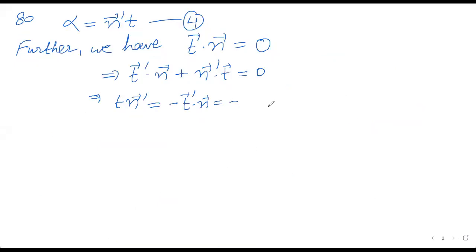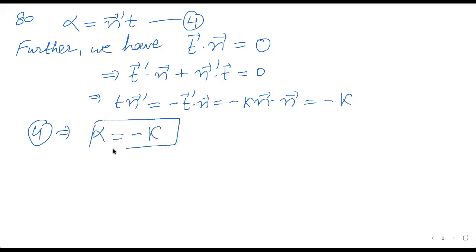So you have minus kappa n dot n, and n dot n is again 1. So you have minus kappa, है ना? तो इसकी वैल्यू आपकी in terms of kappa आ गई, minus kappa. So it means what? So 4 में putting in 4, alpha is how much? Minus kappa, है ना? तो alpha की वैल्यू निकल आई in terms of some known factor.